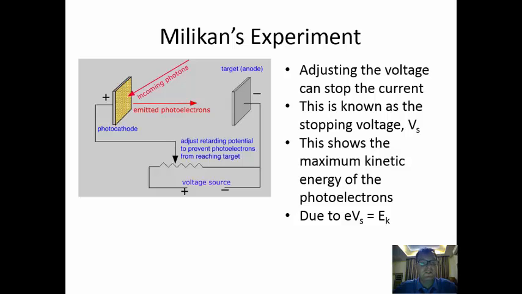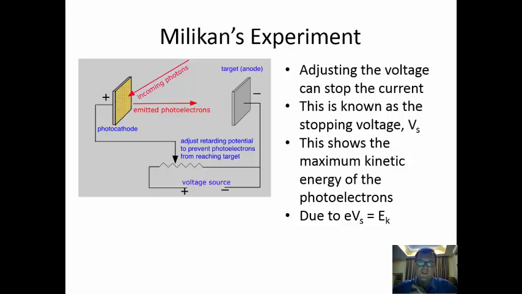Now what this voltage did is it allowed him to adjust the voltage, and by adjusting the voltage he noticed that he was able to stop the current, or photocurrent, which is the flow of electrons between the two plates. Now what he discovered was that there was a certain voltage, what became known as the stopping voltage, at which no electrons were able to reach the target anode.